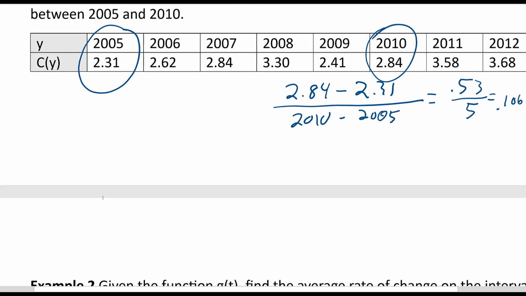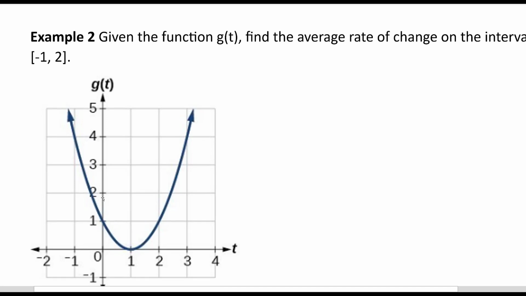Okay, moving on to the next thing. Example 2. Given the function g of t, find the average rate of change in the interval from -1 to 2. So we're looking from -1, maybe we should change colors to red, -1 to 2. So this is kind of what's happening there. So that -1 corresponds to 1. Oh, I got that wrong. Sorry about that, I was reading the wrong part. -1 is here, and 2 is here.